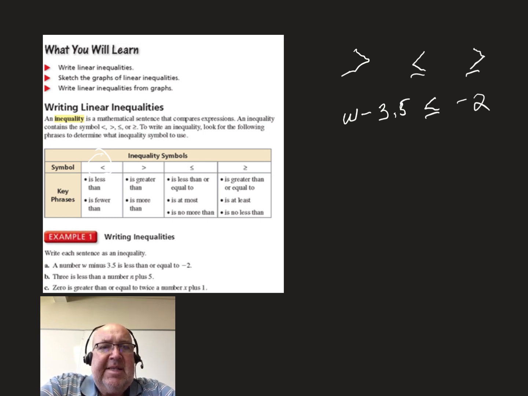Alright, 3 is less than a number s. So 3 is less than a number s. 0 is greater than or equal to, so we're going to have it going this way with a line under it. Twice a number x plus 1. So 2x plus 1.